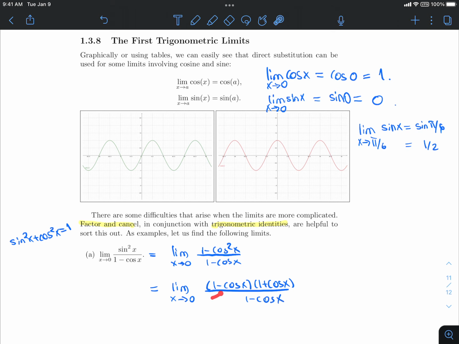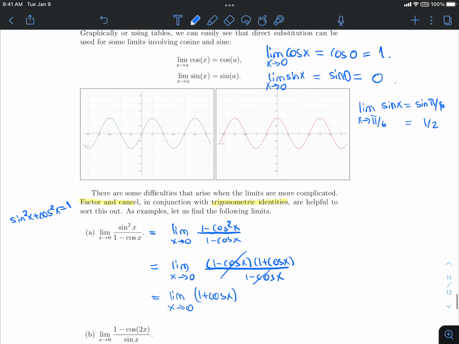And now that these two can be canceled out, the answer will be just the limit when x approaches 0 of 1 plus cosine x. And there's no issue with this. When x approaches 0, the cosine of 0, I can just plug things in. That's 1 plus the cosine of 0 radians, which is 1 plus 1, which equals 2.